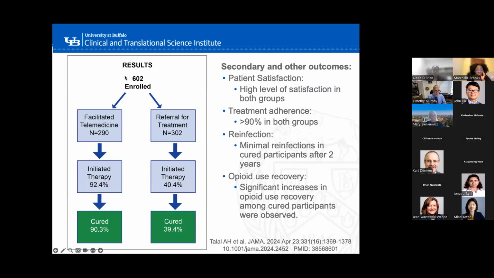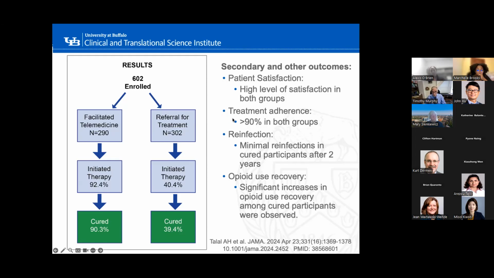One, they enrolled 602 patients. These are people who are often excluded from clinical trials. People with opioid use disorder don't like to participate in clinical trials. They enrolled 602 people in 12 sites, 290 facilitated, about 300 in each one. Look at how many initiated therapy. Look at that cure rate. 90% with facilitated telemedicine compared to 39% with standard of care. High level of patient satisfaction.